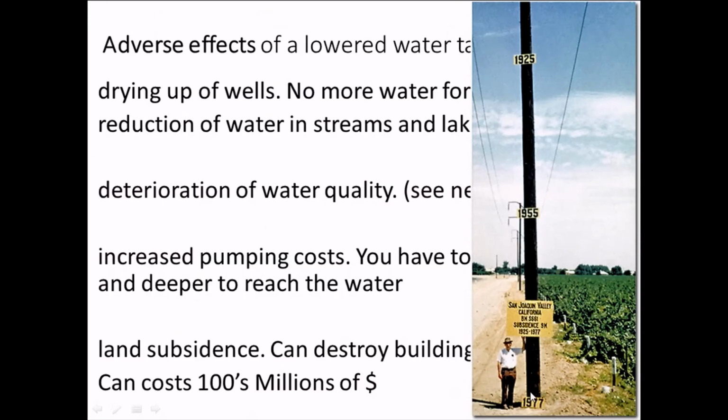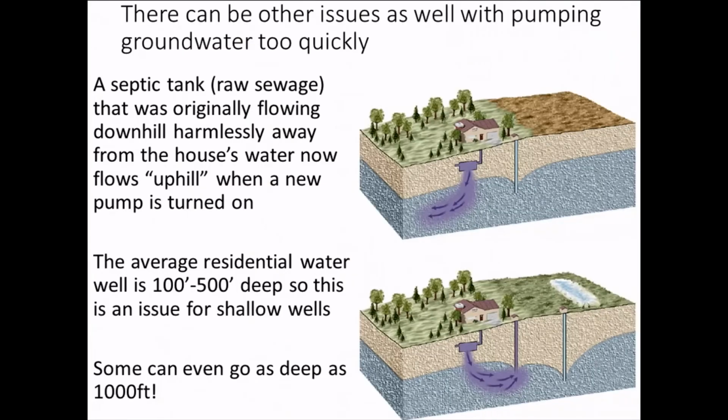Usually, if it's evenly spread, it's not an issue. But if different areas receive different amounts of subsidence, it can destroy buildings, roads, and cost millions and millions of dollars. Now, water, when being pumped out, can actually become contaminated as well.